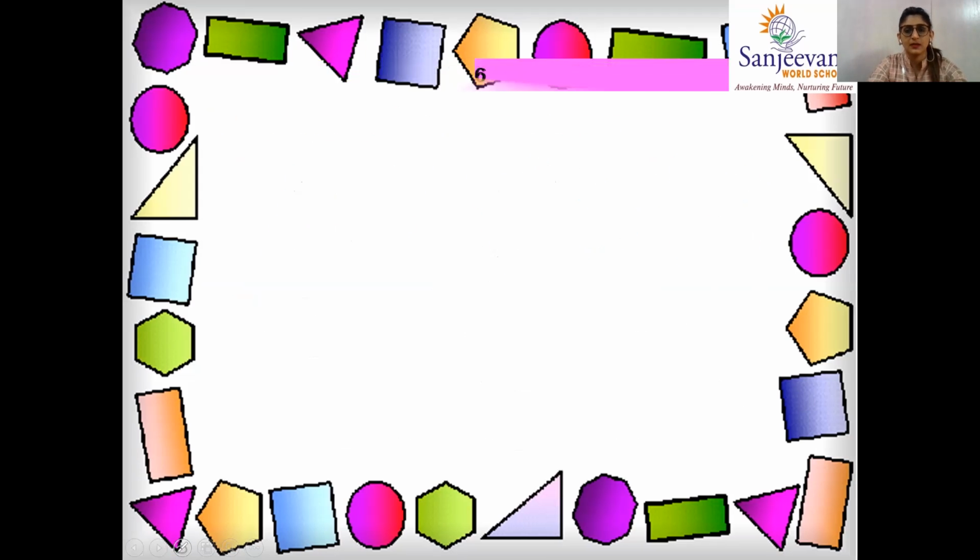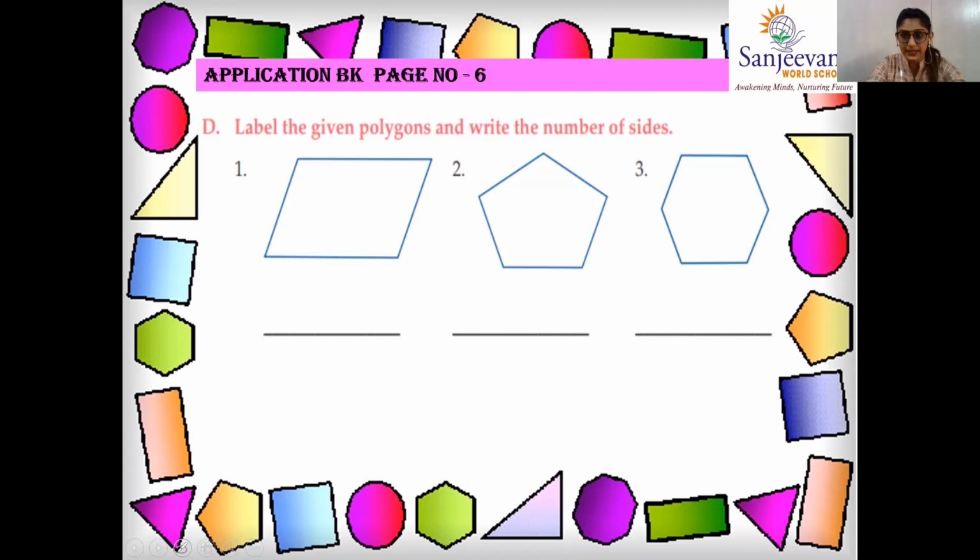Going ahead with page number 6, question number D. Label the given polygons and write the number of sides. Now the first figure. We have learnt about quadrilaterals and polygons. What is a quadrilateral? Any figure which has four sides is a quadrilateral. So the first one over here is a figure with four sides. So it's a quadrilateral. We also have to mention the number of sides this figure has. So four sides.